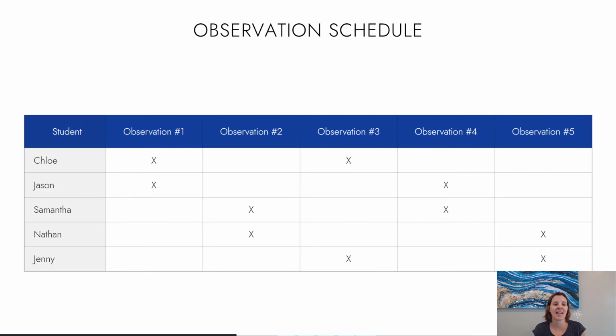Now, obviously you can say, hey, if you're paying attention to Chloe and Jason, you're not paying careful attention to Samantha, Nathan, and Jenny. Aren't I missing important things? Perhaps. And honestly, if I saw something super important happening with Jenny, for example, even though it's not her turn to be focused on, of course, I'm going to write it down if I can make that happen. But here's the thing. I had 60 observations over about an 8-month period. I was in that class 2 to 3 times a week. So over time, this is all going to pan out, right?